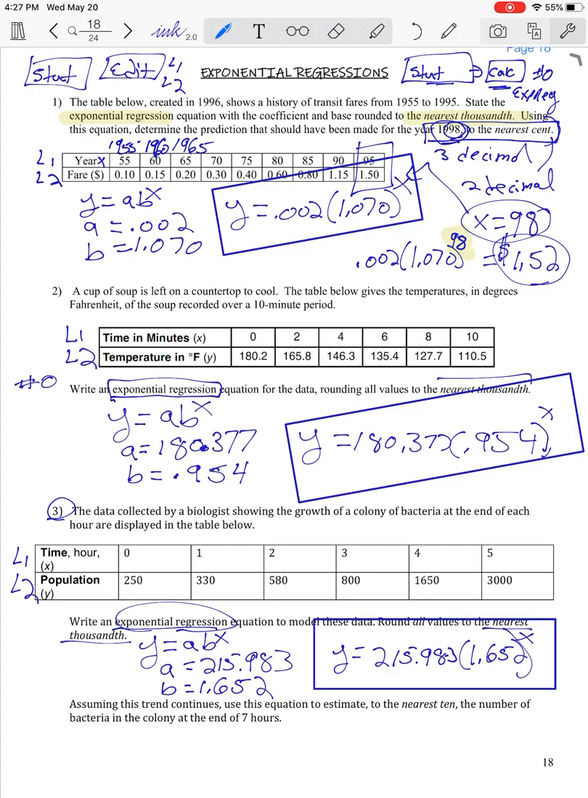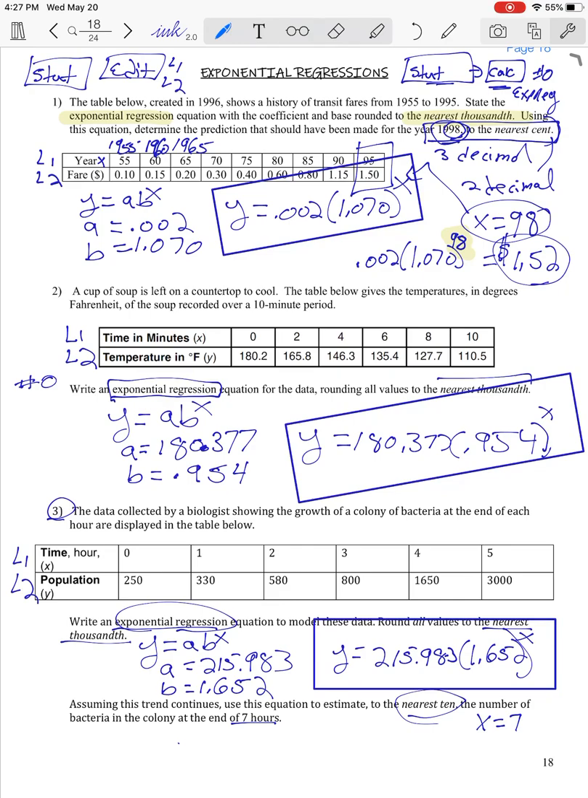Now I have another part. Assuming this trend continues, use this equation to estimate to the nearest, now here, be careful, nearest 10. That's the nearest whole number in the tens place. Okay, a bacteria in the colony at the end of 7 hours. So I know, I don't even have to figure it out like I had to do with the years. Here, I know that x is going to be 7.